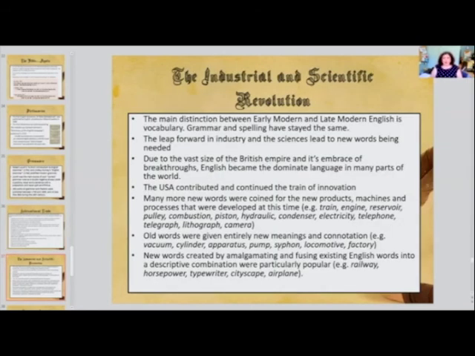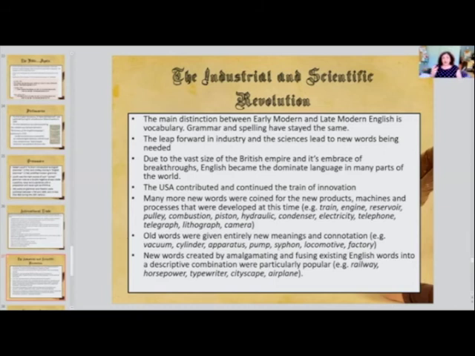We get another huge language push with the Industrial and Scientific Revolution. This is the main distinction between Shakespeare's English and our English. Grammar and spelling have stayed the same, but it's a leap forward in the industries and sciences that means we just need a huge amount of new words to describe what the heck we're doing. The British Empire at this point is enormous. English has become the dominant language in many parts of the world. And the USA is now growing and changing English as well. And we're innovating a tremendous amount.